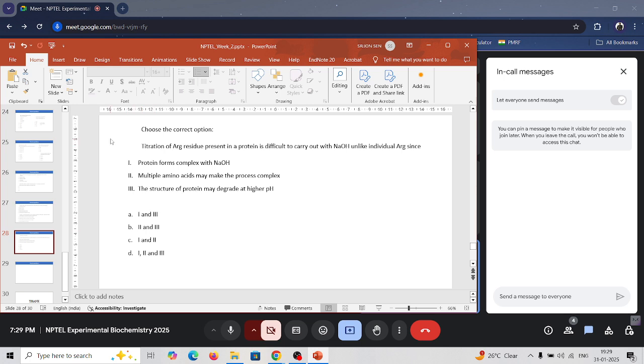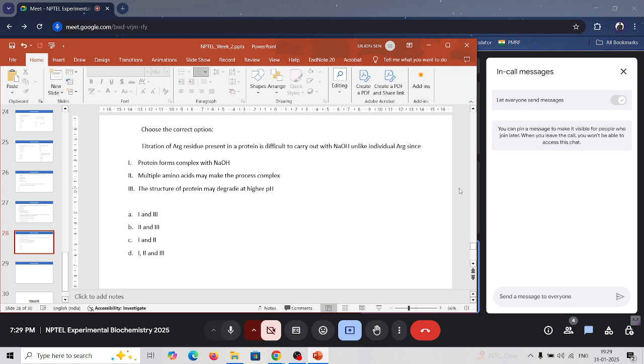Okay. So titration of an arginine residue present in a protein is difficult to carry out with NaOH, unlike individual arginines. Why? We don't have many people because there was an error in the connection, so most of them have left. So I will try to give an answer to this quite quickly.